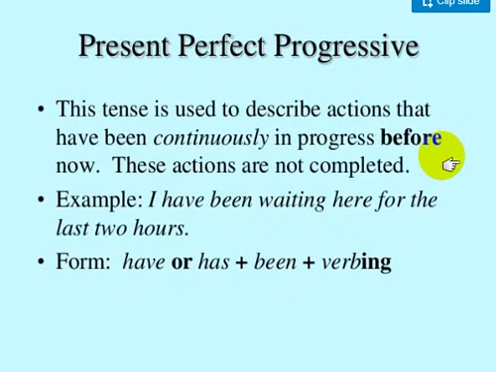And present perfect progressive. We said the present perfect is have or has and verb with ing. Sorry, have or has and past participle. Talk about present perfect progressive, it is have or has been and verb with ing. This tense is used to describe actions that have been continuously in progress before now. These actions are not completed, they are still happening up till now. So I say, I have been waiting here for the last 2 hours. Okay, and I'm still waiting.